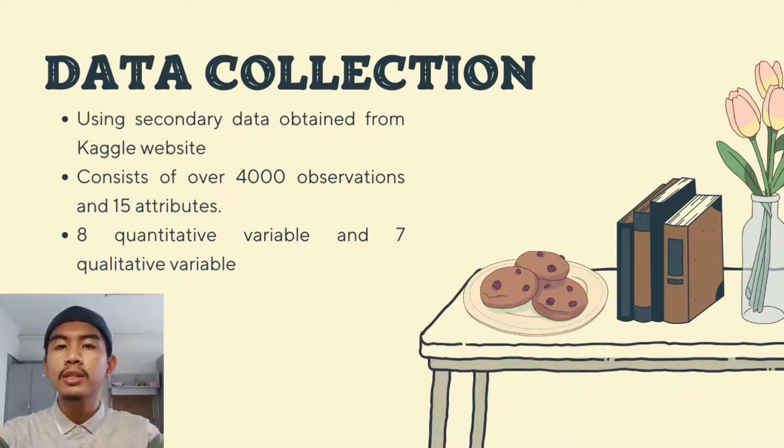For the data collection, the study used secondary data to complete the analysis. The dataset was obtained from the Kaggle website, named Heart Disease Prediction. The dataset is about predicting whether the patient has a 10-year risk of future coronary heart disease. The data is from an ongoing cardiovascular study on residents of the town of Framingham, Massachusetts. The data consists of over 4,000 observations and 15 attributes, which divide into 8 quantitative variables and 7 qualitative variables.